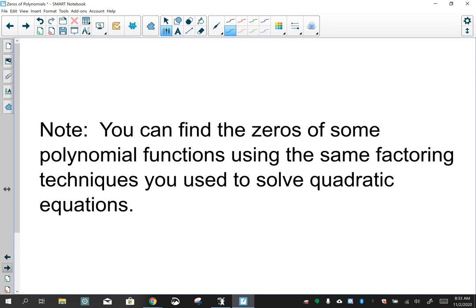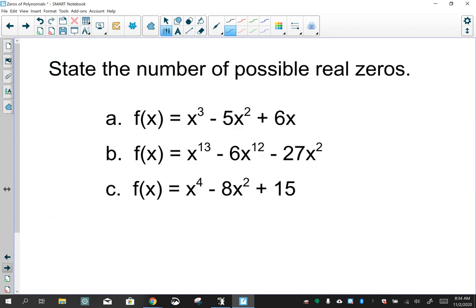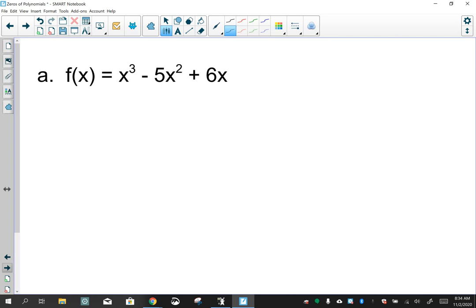The majority of the things we're going to be getting into use the techniques we did with quadratics: pulling out something they have in common, factoring the quadratics, and factoring by grouping. Those things you can actually apply here. So we're going to state the number of possible zeros. Let's start with stating the number of possible zeros. We're going to look at each one of these and state how many possible zeros we can actually have.